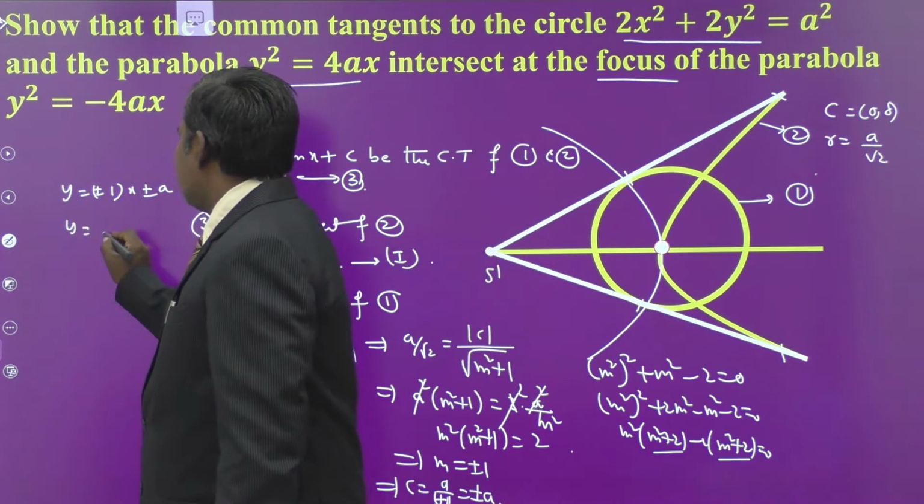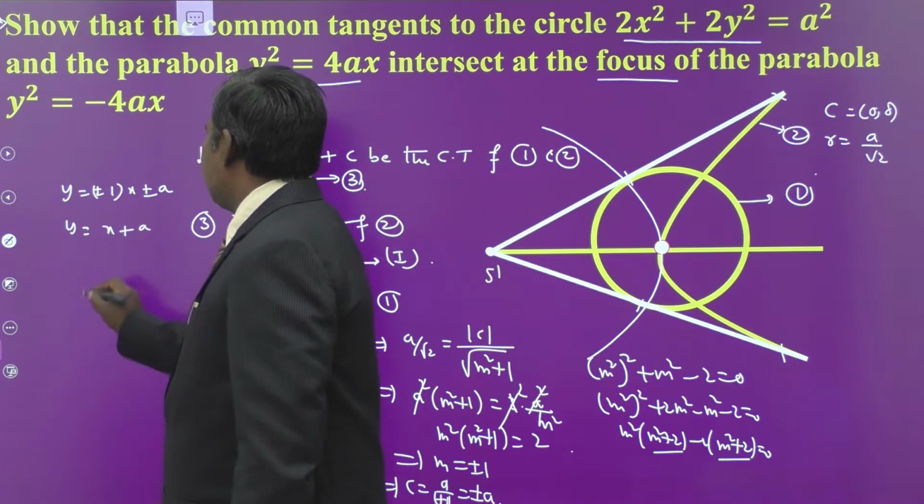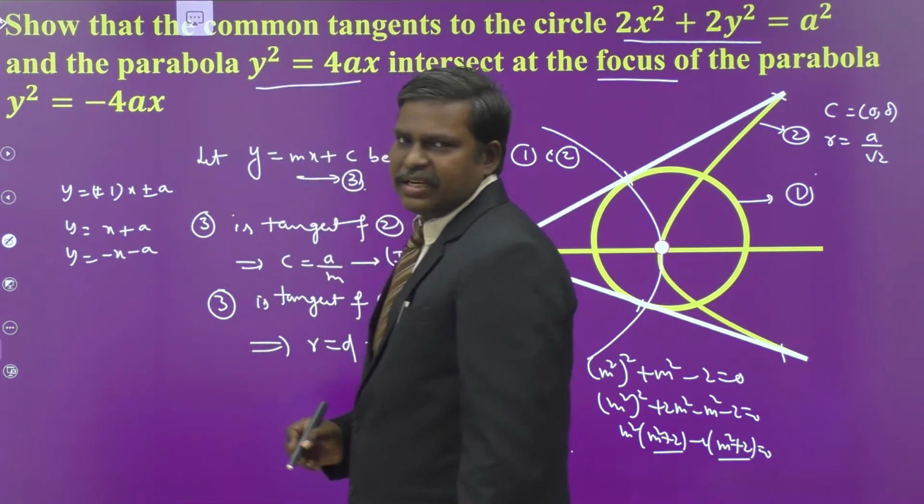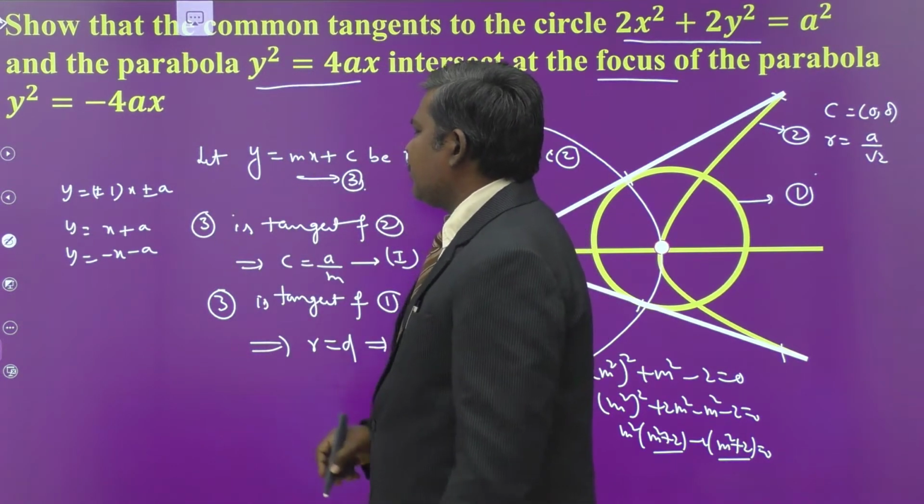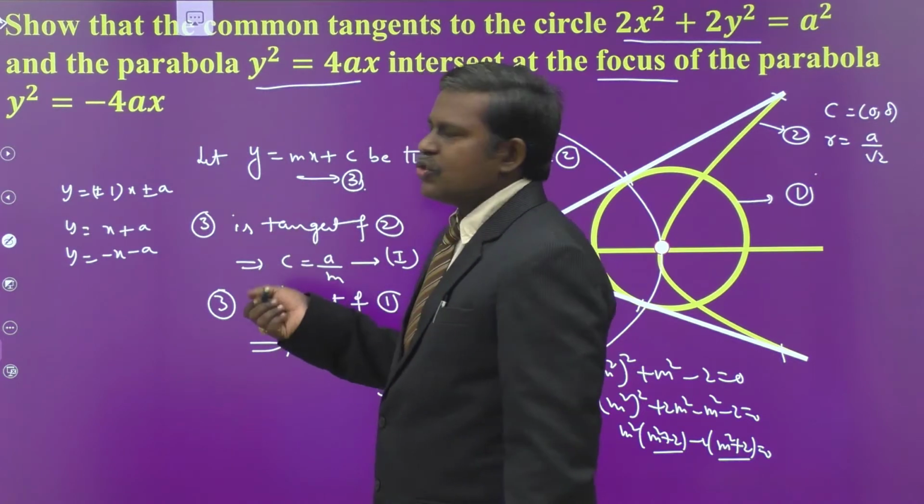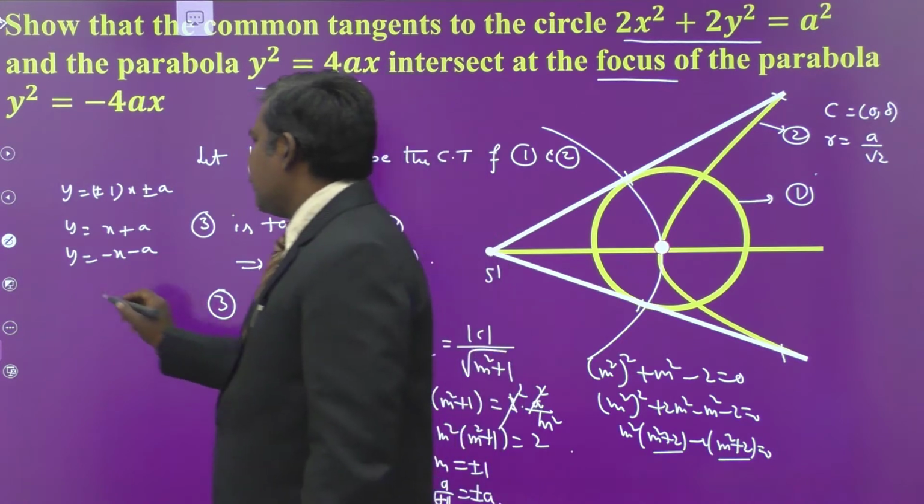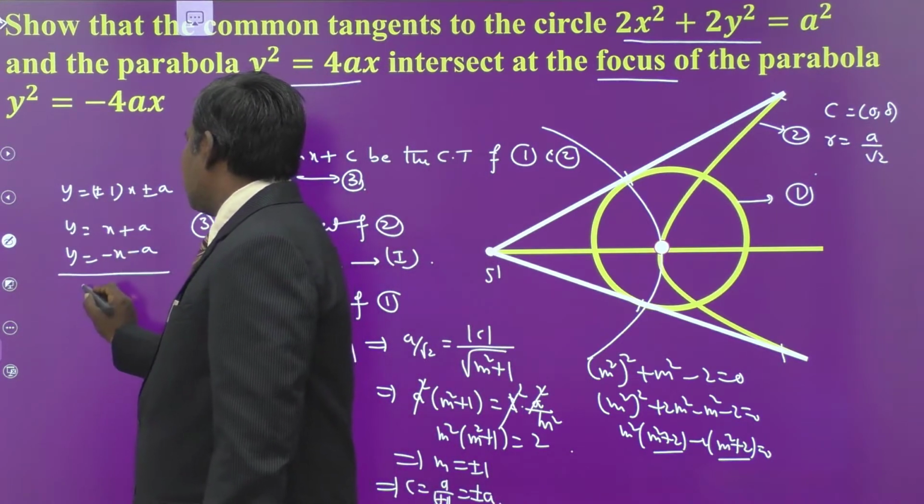Therefore, y is equal to x plus a is one tangent and y is equal to minus x minus a is the other tangent. We have to solve these two equations. We get some point. We have to show that that point is nothing but the focus of y square is equal to minus 4ax. By adding these two equations, what do you get?